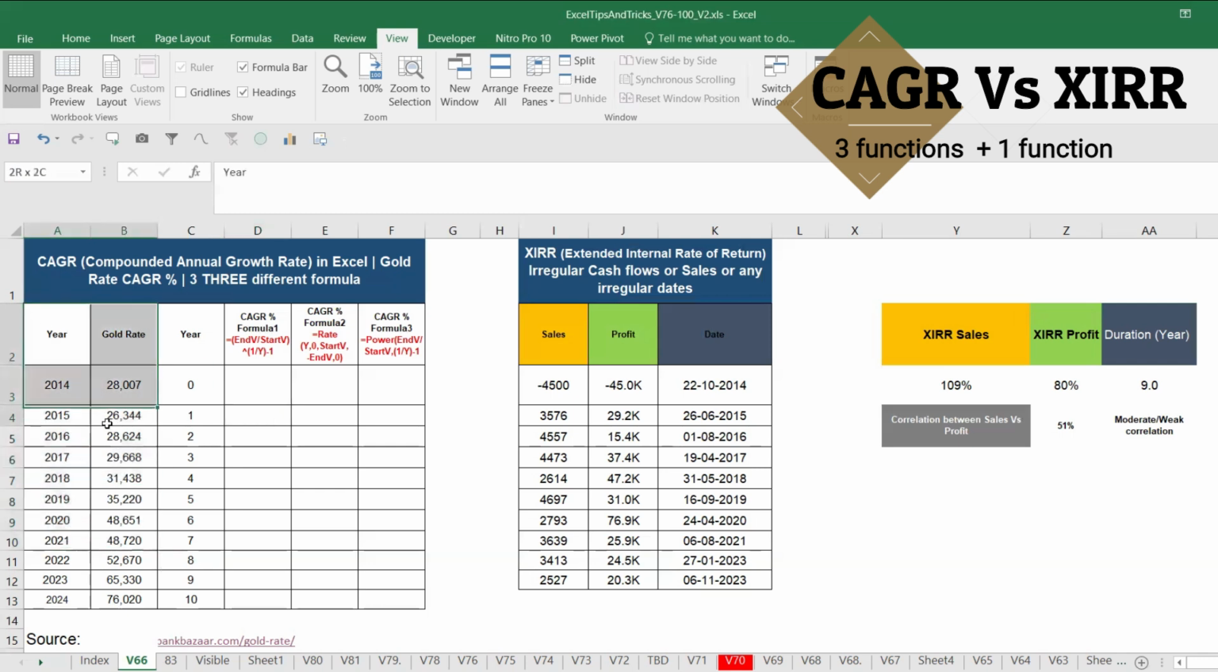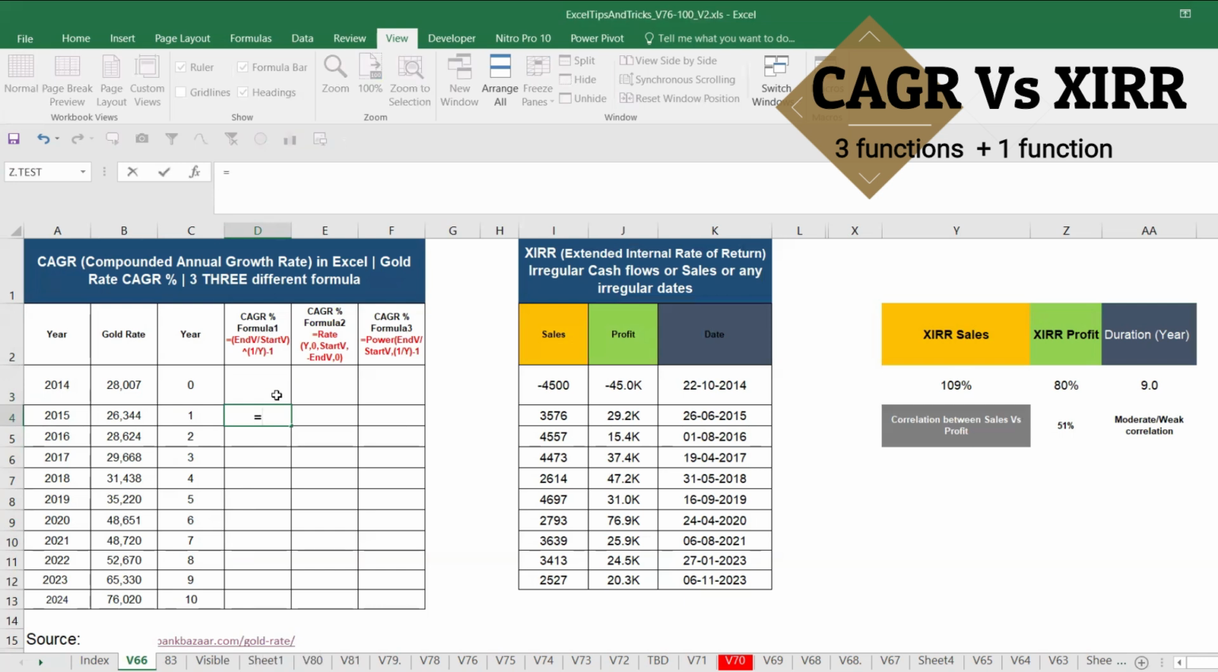We have a data set of gold and how the gold rate is increasing over the years. We have one decade of data, and we should always start with 0, so we have 10-year data, and then we can apply the formula. This data is coming from the Bank Bazaar gold rate. Okay, let's start with this one.